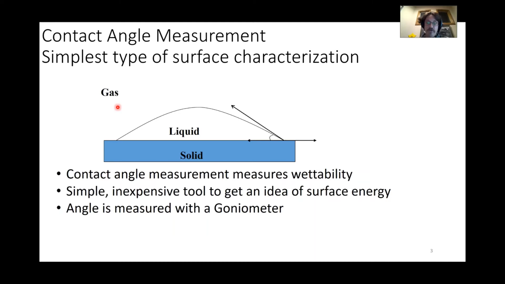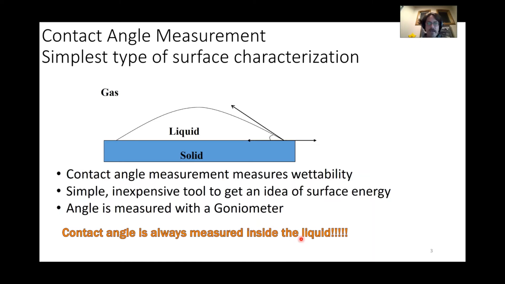However, if you're doing processes inside some sort of vapor deposition tool, you may need to alter the atmosphere, and that changes things considerably. But for this discussion, we'll just assume doing things in the open air. Contact angle measurement measures a term that we refer to as wettability. It's a pretty simple and inexpensive tool, unless you're dealing with strange atmospheres, to get an idea of surface energy. The angle is measured with an instrument called a goniometer, and a goniometer is basically anything that measures angle.